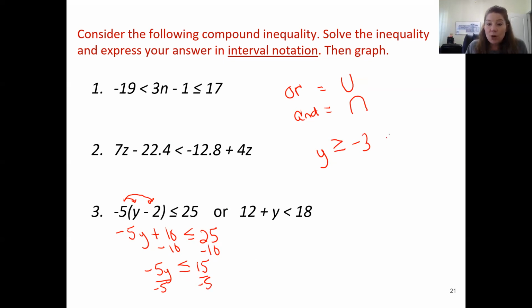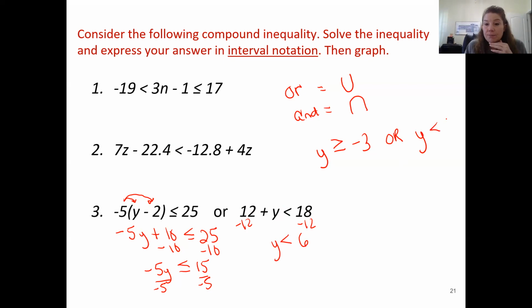Then it says or. Now let's do the second one. We want the y on the left side of the equal sign, or the variable, the y on the left side of the inequality. So how do you get rid of a positive 12? You subtract 12. So bring down our y, bring down our inequality. 18 minus 12 is 6.